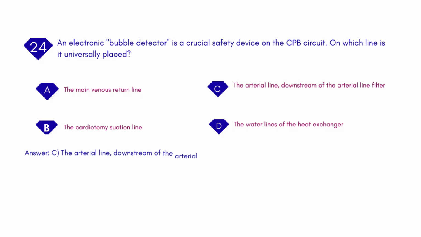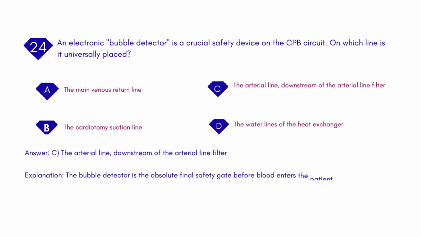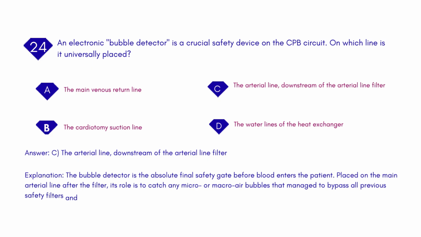Answer: C. The arterial line, downstream of the arterial line filter. Explanation: the bubble detector is the absolute final safety gate before blood enters the patient. Placed on the main arterial line after the filter, its role is to catch any micro or macro air bubbles that managed to bypass all previous safety filters and reservoirs. If it senses air, it immediately sends a signal to stop the arterial pump.